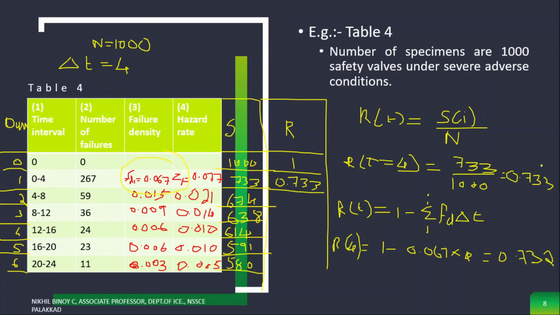In the third significant digit a difference is there. Why? Because you all know that this FD value is a rounded value. All these FD values are rounded, except this 0.009 and the next 0.006. All other values are rounded. That is why this difference.